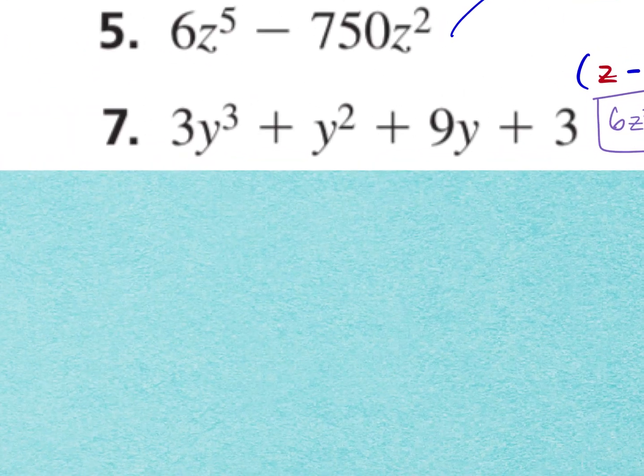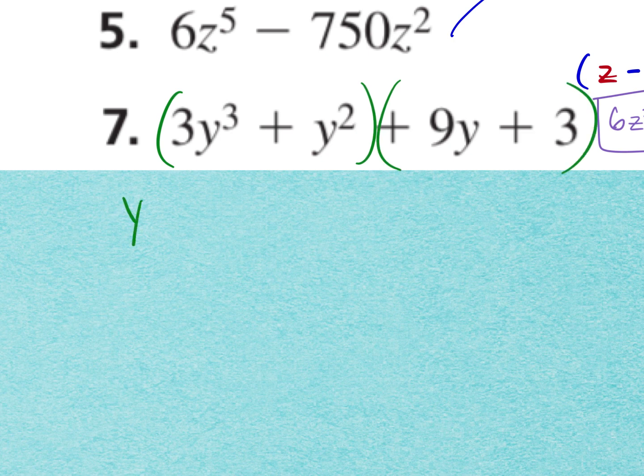All right, let's look at 7. What do I do when I have 4 terms? How do I factor? Grouping. Group the first 2, group the second 2. What's the GCF from our first group? Y squared. What am I left with when I take out a y squared? 3y plus 1. Perfect. That y squared doesn't just disappear. Y squared divided by y squared is 1. So you need the 1 there.